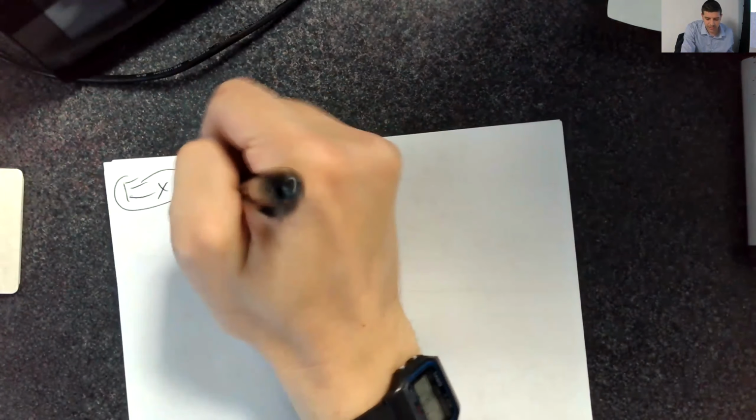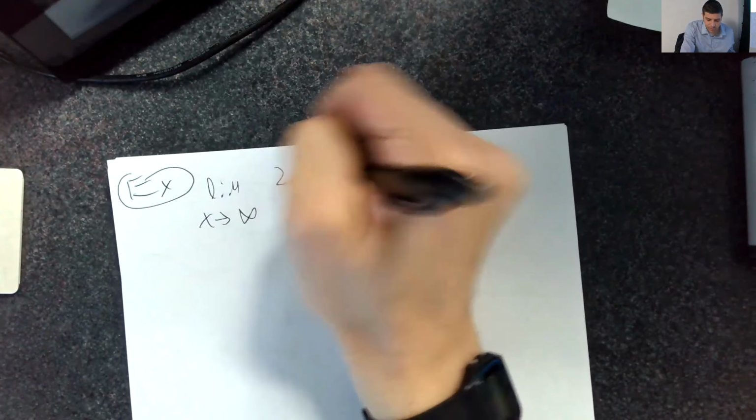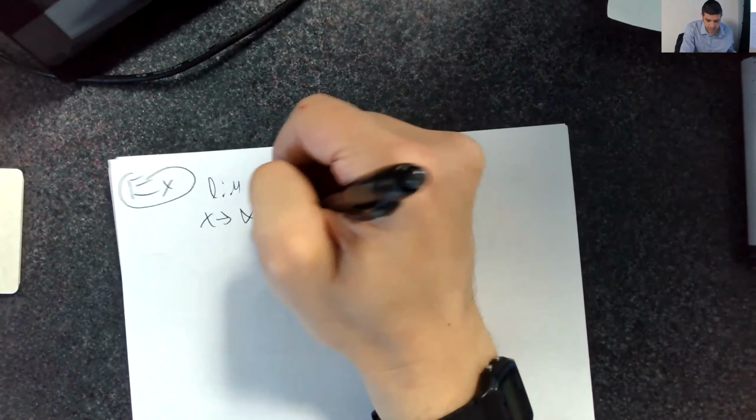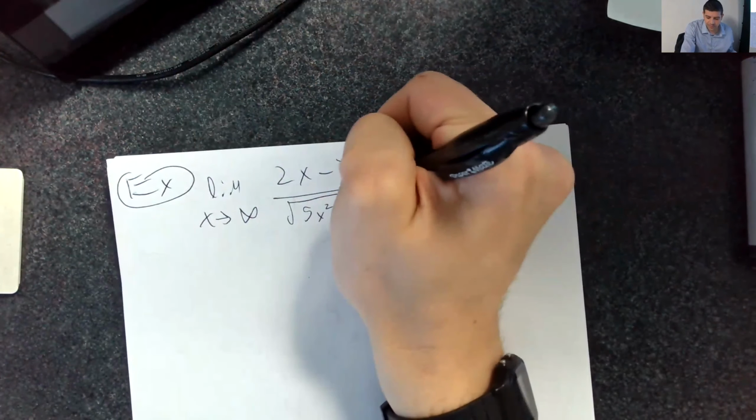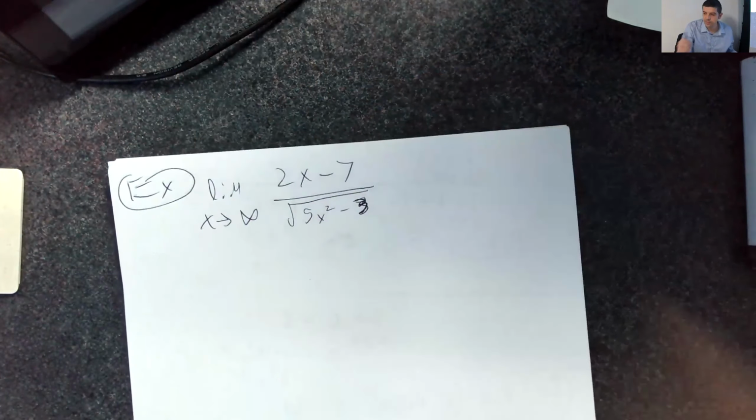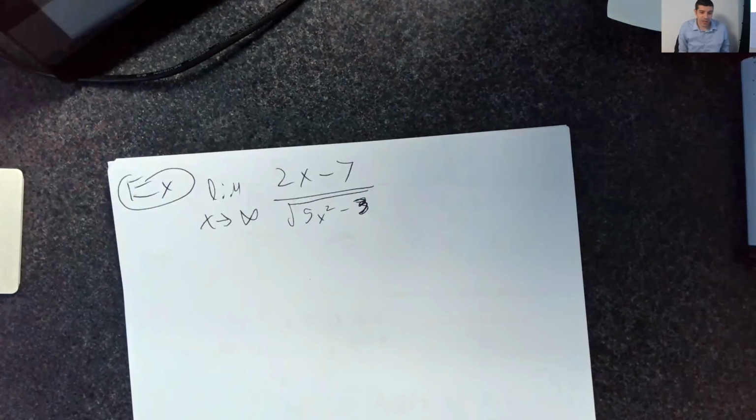Let's do another example. Number 11. Limit as x goes to infinity, 2x minus 7 over the radical of 5x squared minus 3. So the denominator is not a polynomial, right? So not everything's a shortcut.